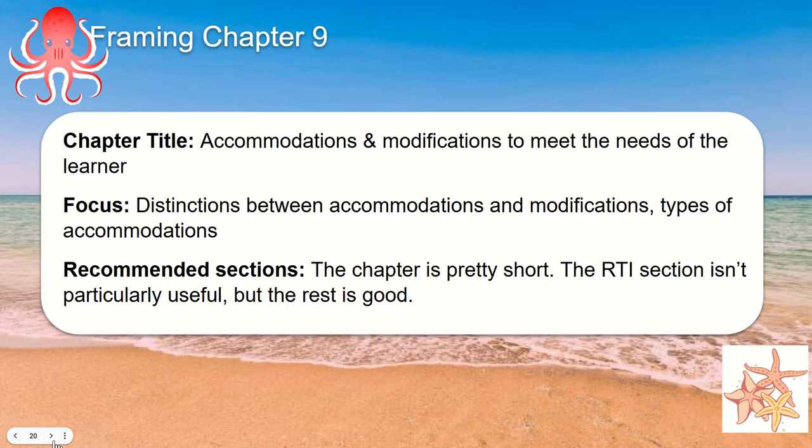All right, welcome back for chapter 9. This incredibly long titled chapter is on accommodations and modifications. This chapter actually hits on a major course assignment, as well as a few key concepts.